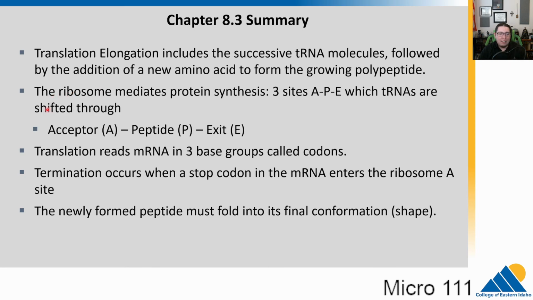Remember, there are 3 sites, the A, the P, and the E. So acceptor, peptide, where the bond gets made, and then the exit, where it ejects the spent tRNA. It works in 3 base groups called codons, and there's a codon table to help translate. When it reaches a stop codon, of which there are 3, the ribosome dissociates and falls apart. And the peptide, the amino acid chain that's been made, goes off and needs to fold into its final conformation or shape. All right, that's it for 8.3.